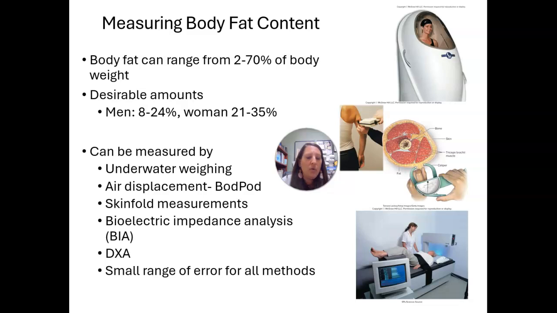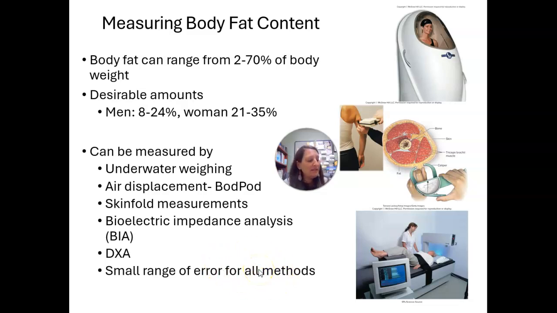Again, there are multiple ways to measure this. We can do underwater weighing, air displacement, that's shown here, this figure here, this Bod Pod. We can also do skin fold measuring, which is shown here. Bioelectric impedance analysis, which I think is shown here, a DEXA scan. All of these have a very small range of error.